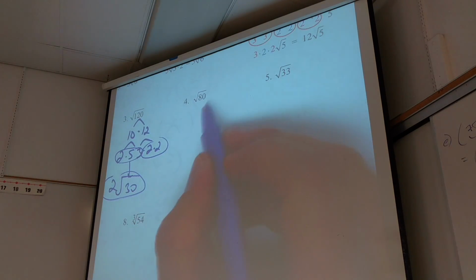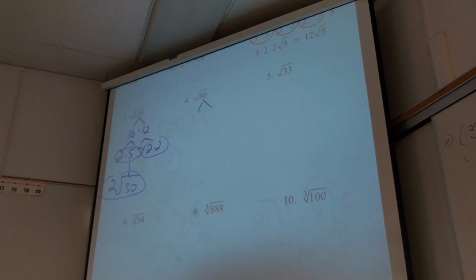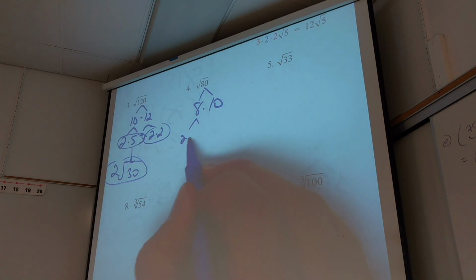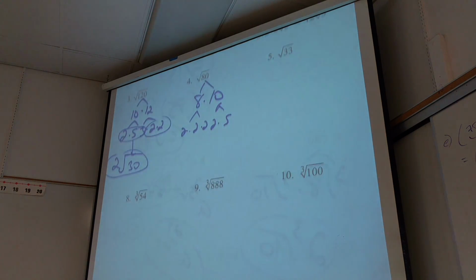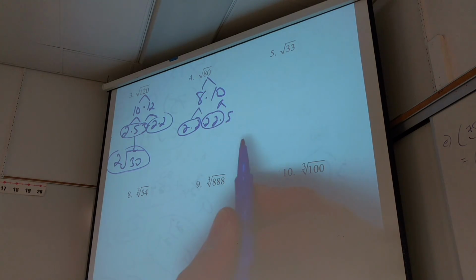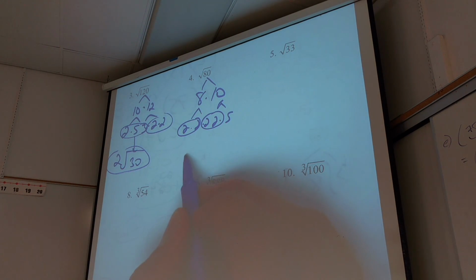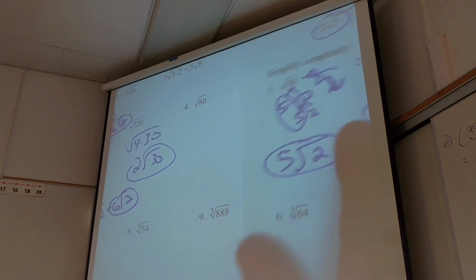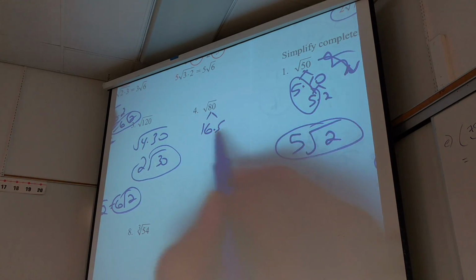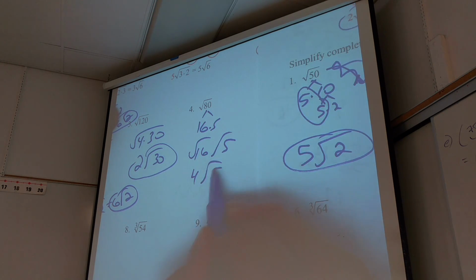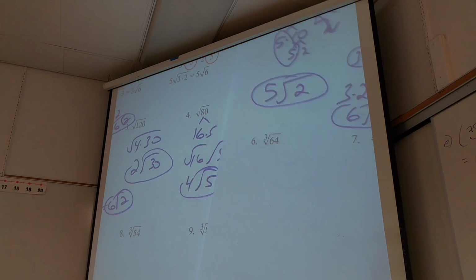Alright, let me see. So before I could do 8 times 10. 2, 2, 2, 2, 5. And again, I see 2 2s and 2 2s. So 2 times 2, 4, and I have a square root of 5. I like it. The other way, 16 times 5 is 80. The square root of 16 is 4. Square root of 5, I don't know. 4 square root of 5, same thing.